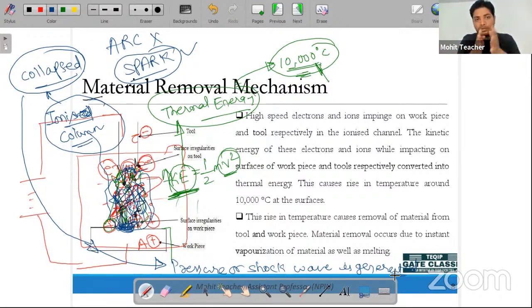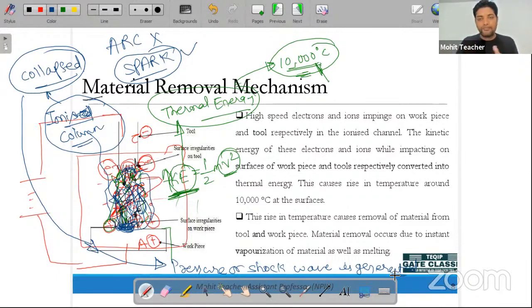from the area where this shock wave is generated, because obviously it is generated only in the gap. So whatever amount of material or fluid is there, it will try to move from that area. When it moves, it will definitely move outside and sediment over the bottom part of the container that we are using.